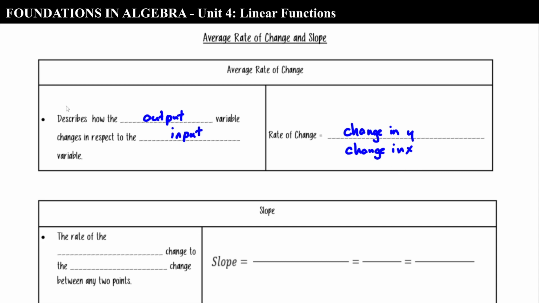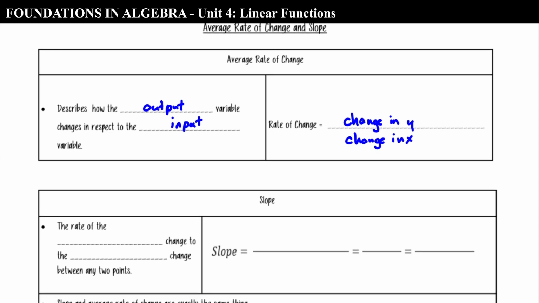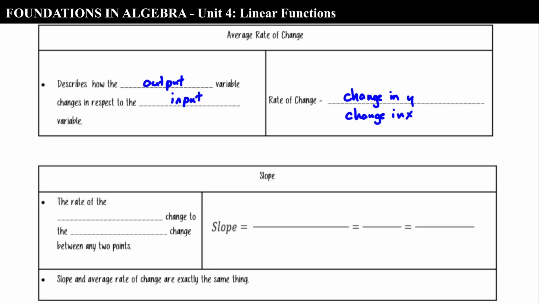Okay, so let's talk about slope. Slope is an average rate of change for a straight line. So the slope is basically your average rate of change, but it's specifically for a straight line. You can only have slope with a straight line. So it is the rate of the vertical change to the horizontal change between any 2 points. So your slope is, again, change in y over change in x.